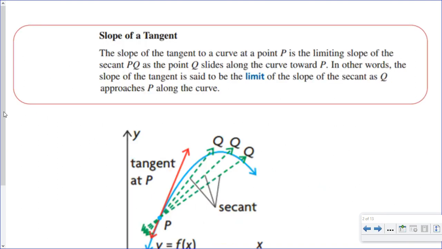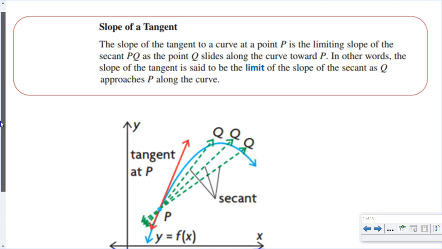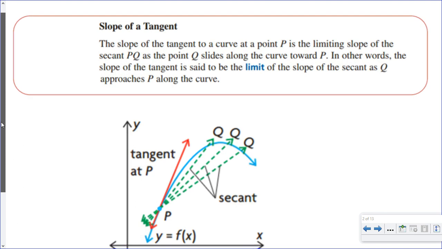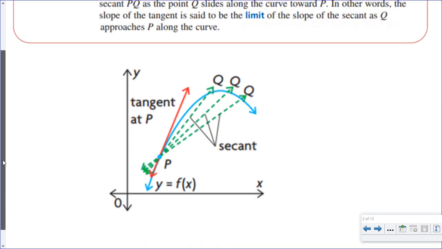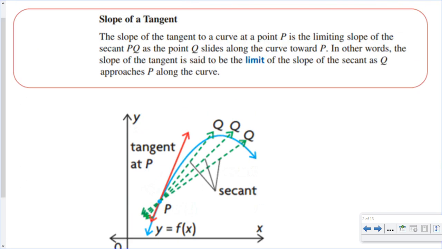Okay, slope of a tangent. We find the slope of the tangent by going through what we did in the last section, and that's finding the limit as q approaches p, or as that gap gets narrower and narrower. I can do that with a variety of different formulas. We saw these in the last little while.